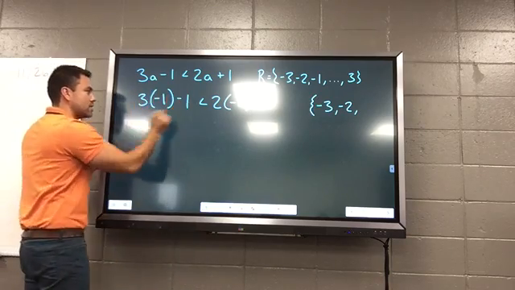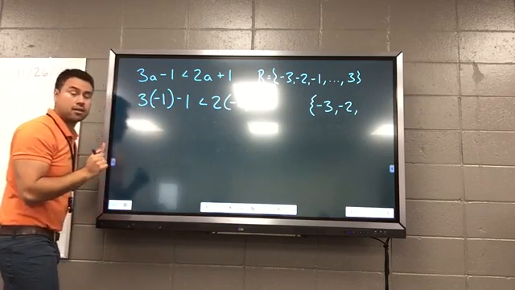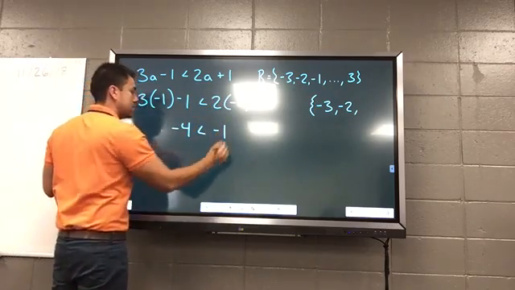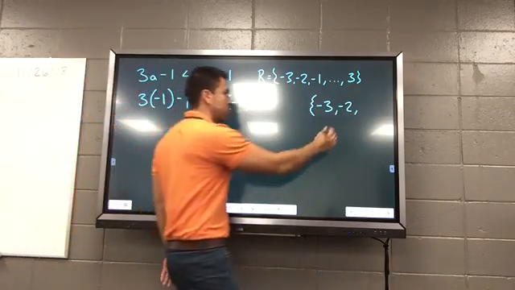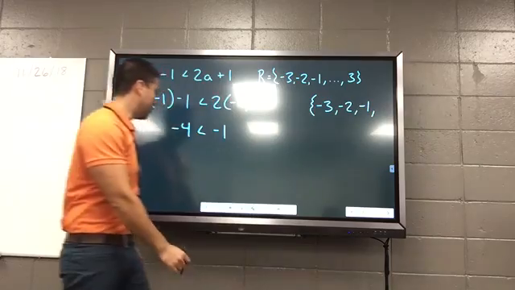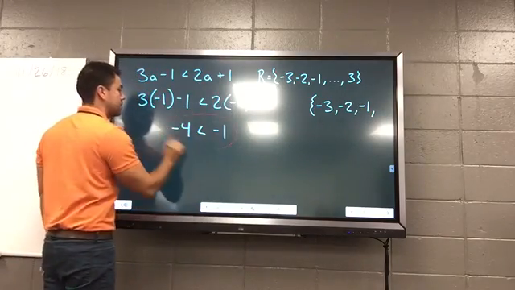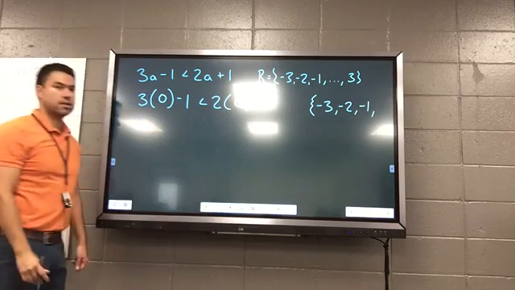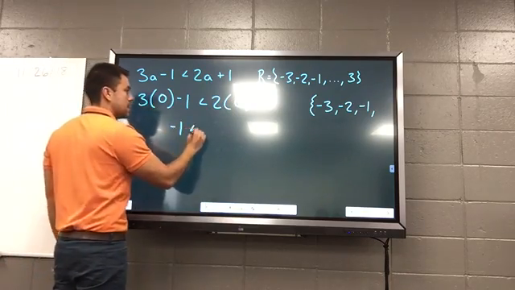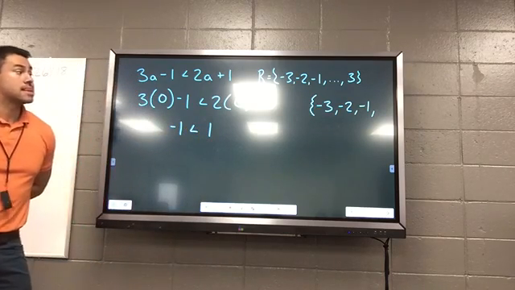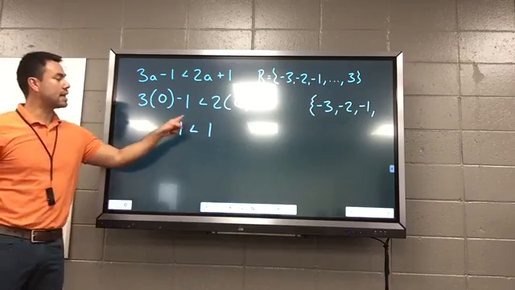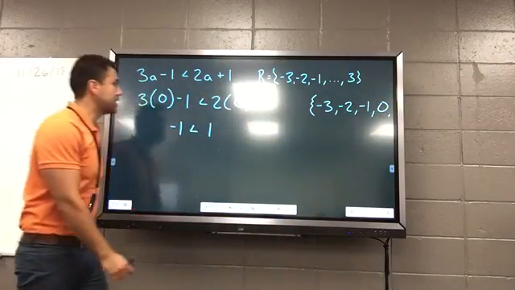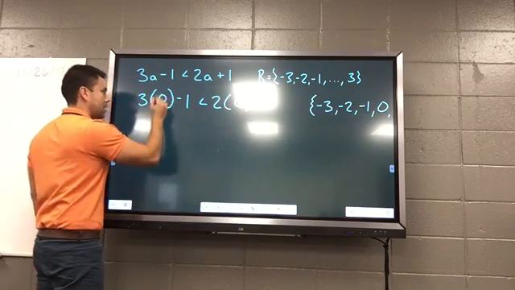Okay, what did you get here when you simplify this left side? Anybody? -4. What about the right side? Is that true? So what other number should fit? -1. All right, what about 0? Does 0 work? Is -1 less than 1? Mm-hmm. 0 works. Does 1 work? Yep.